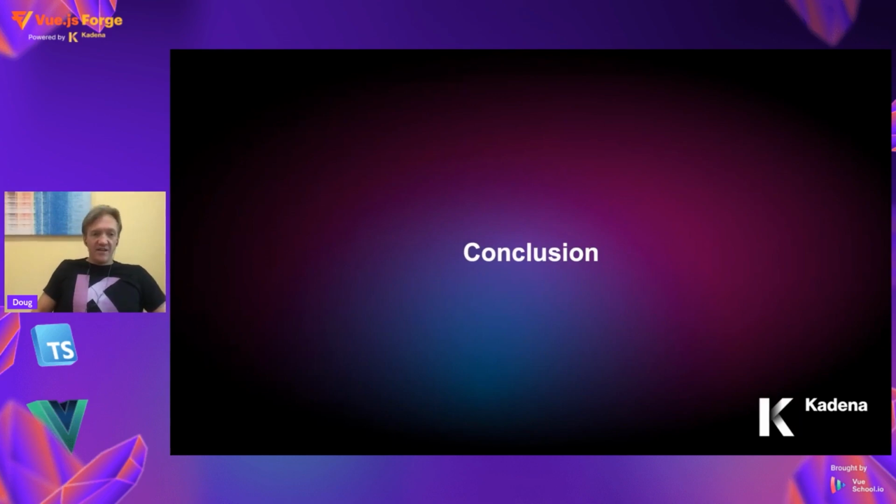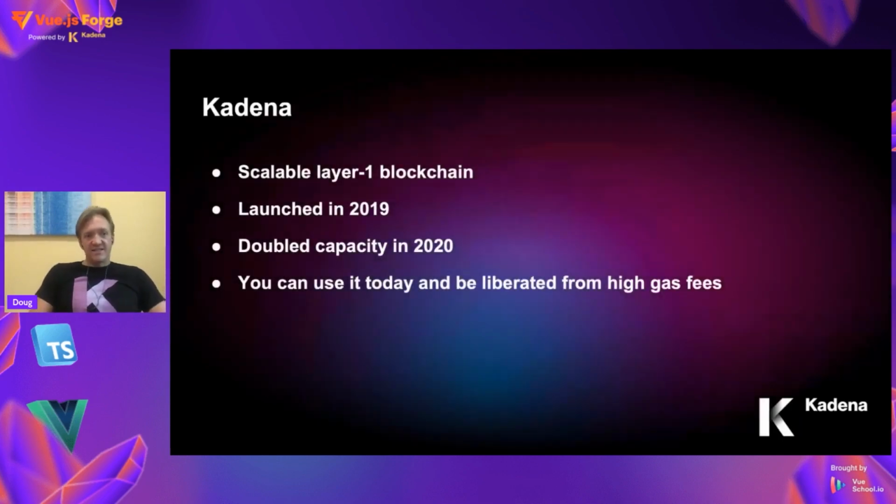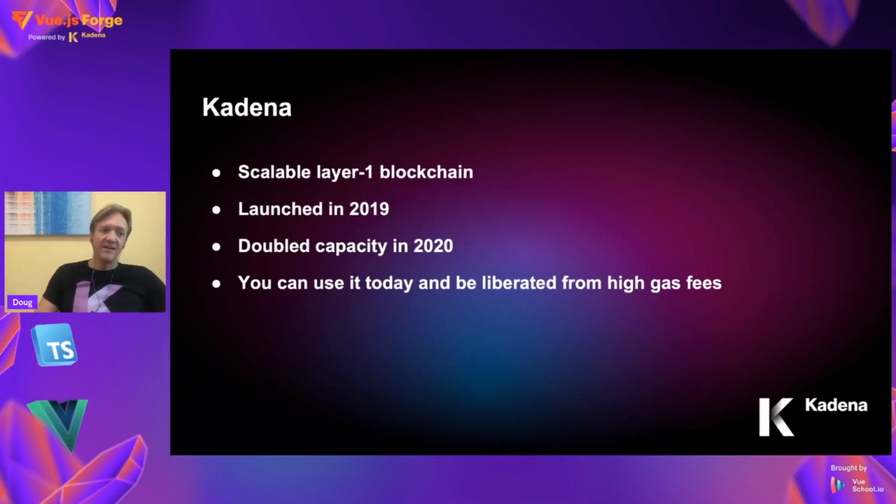So in conclusion, Kadena has a scalable layer 1 proof of work blockchain. It is running today. We launched it in 2019, and it can keep gas fees low. If the gas fees get high, we can add chains to add more capacity.